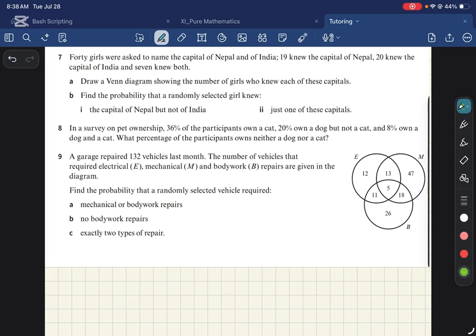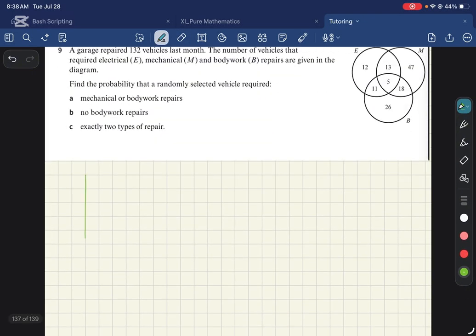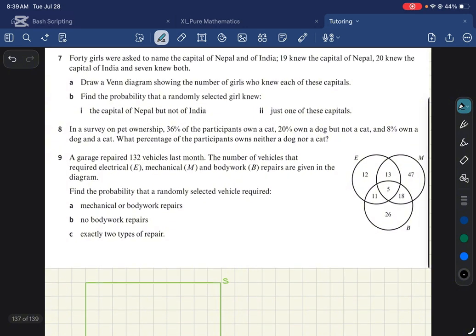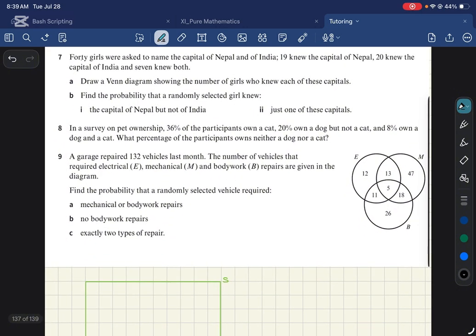40 girls were asked to name. So part A asks us to draw a Venn diagram. And to do so, we'll draw our sample space first. So our sample space, or the world, basically represents all the possible outcomes. All right. So 40 girls, we have a total of 40. So all the numbers we draw have to add up to 40. We're asked to name the capital of Nepal and India. 19 knew the capital of Nepal, 20 knew the capital of India, and 7 knew both.